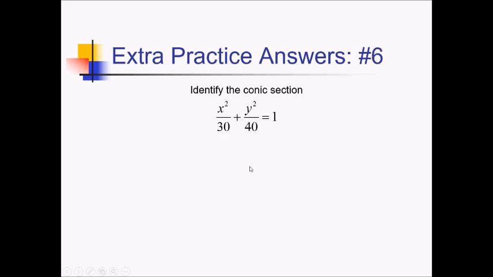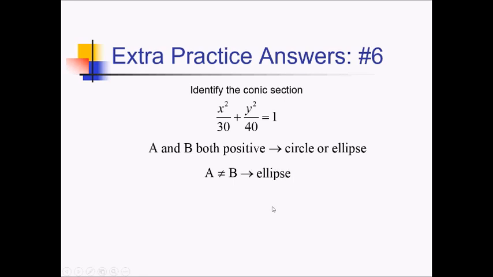On this problem, we have two squared terms, both of which have the same sign. So that means we have a circle or an ellipse. And since we have different a and b values, we have 1/30th versus 1/40th, that means since these are not the same, we have an ellipse.